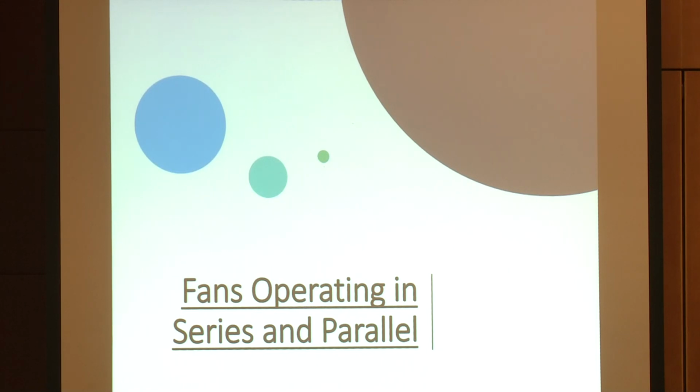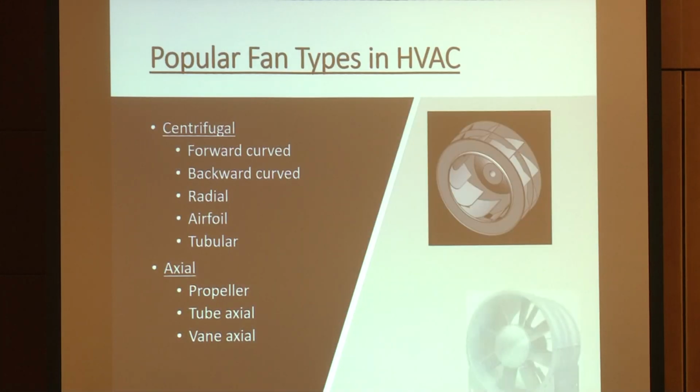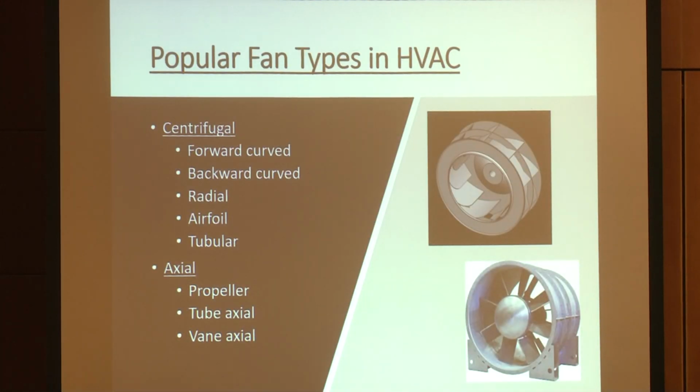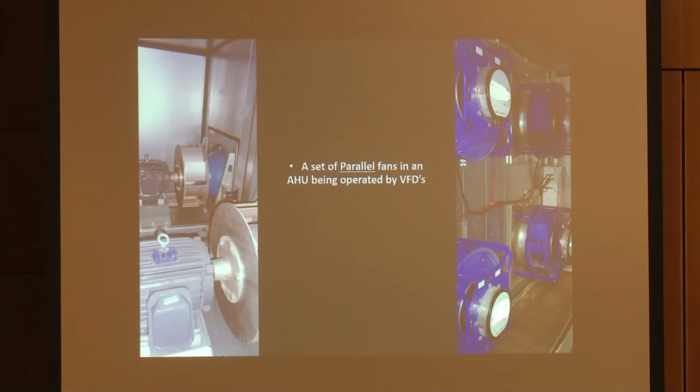But we also have fans that operate in parallel and in series. Obviously, in our world of TAB, most of the time everything works in parallel. We don't have a lot that works in series, only every once in a while. So most of our work is in parallel, but sometimes we do have series, and then we have to be able to account for that. So let's look at some popular fan types. A lot of them out there, centrifugals, axials. Here's some samples of them.